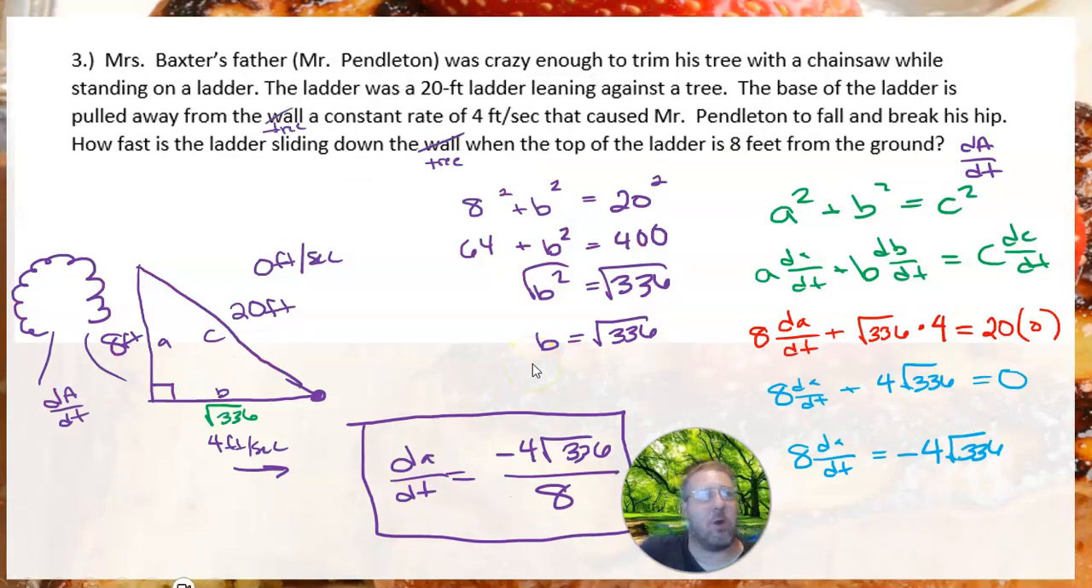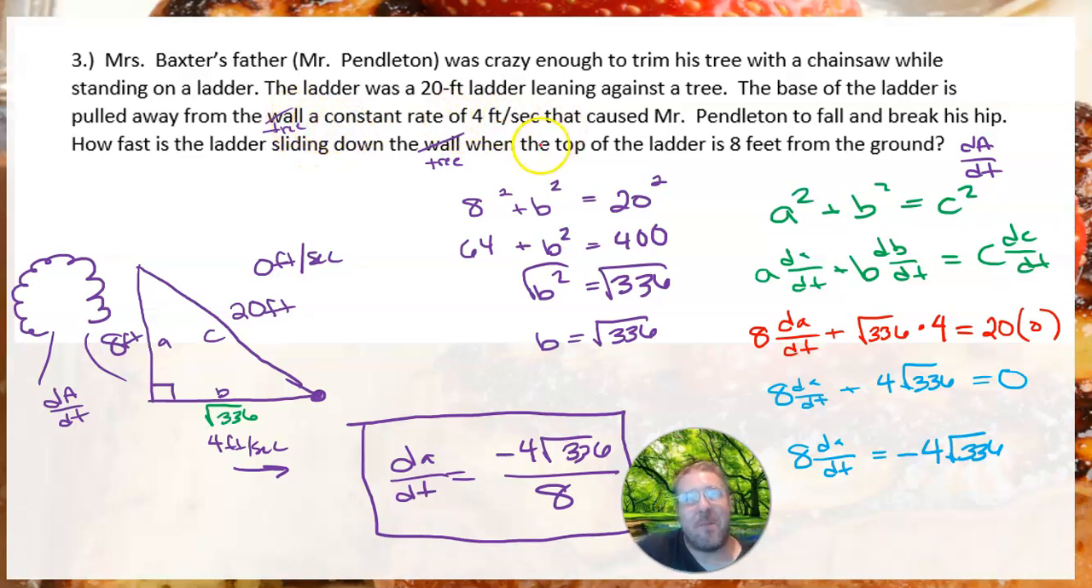All right, one more question. Miss Baxter's father, Mr. Pendleton, was crazy enough to trim the tree with a chainsaw while standing on the ladder. The ladder is 20 feet leaning against a tree. The base of the ladder is pulled away from the wall. Not sure why you would do that, but okay. Don't be pulling ladders away from the tree.